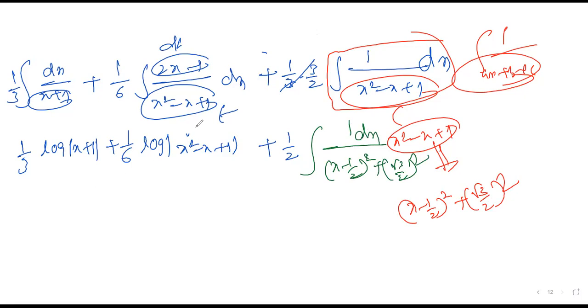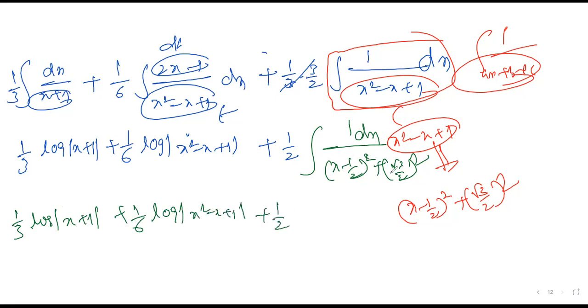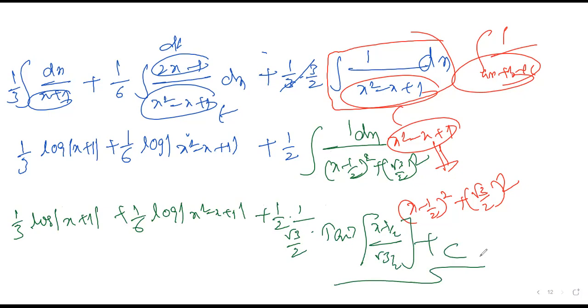Final answer as usual: 1 by 3 log of x plus 1, 1 by 6 log of x square minus x plus 1, 1 by 2. This looks like integration 1 by a square plus x square. Same thing: 1 by a tan inverse x by a. X by a means x minus 1 by 2 by root 3 by 2. If you want to simplify, you can simplify. This is the final answer for the given question. A little bit of simplification you can do. You'll get the exact answer in the textbook.